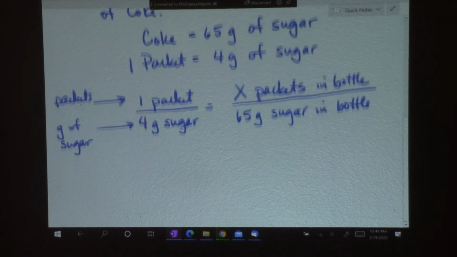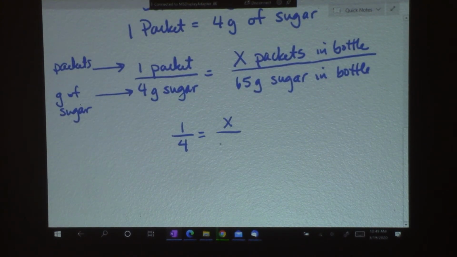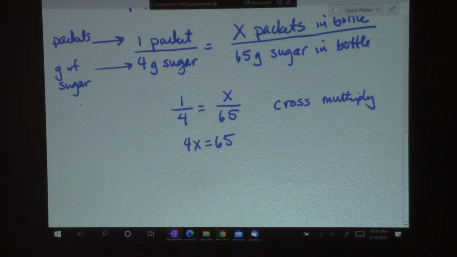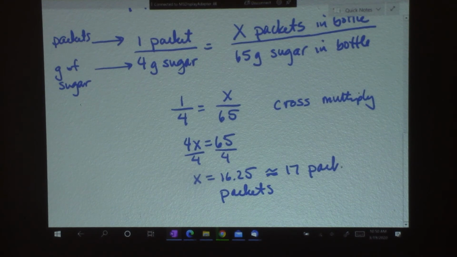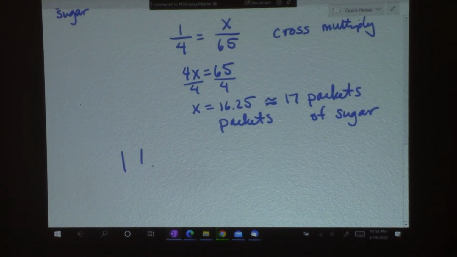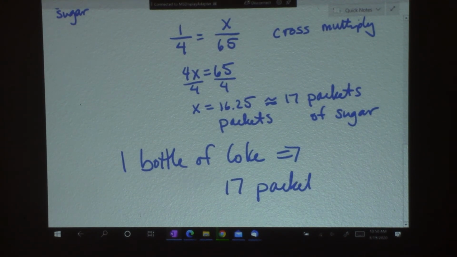Now I'm going to take all the words out, and this becomes 1 over 4 equals x over 65. And that becomes a proportion. And so I'm going to cross multiply. And I get 4x equals 65. I'll let you catch up. And then I divide by 4 and I get 16.25. So I need 16.25 packets, but I can't just have 1/4 of a packet. So I have to round it up to 17 packets of sugar that I need. All right, so think about that. For every 1 bottle of Coke, you have 17 packets of sugar.